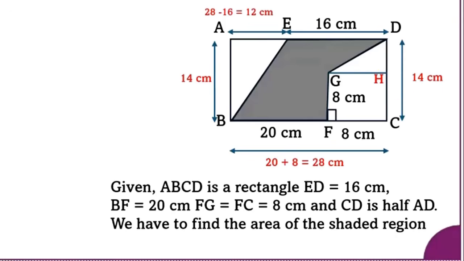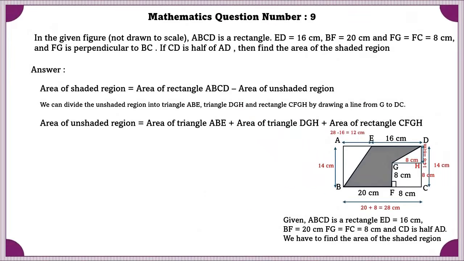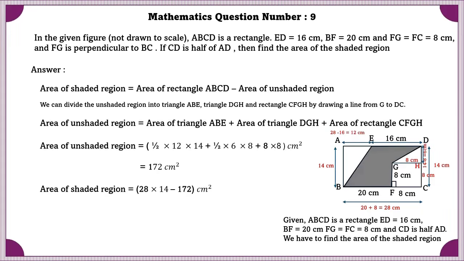GHFC is a square and all sides of the square are equal. GH is equal to 8 centimeters and HC is equal to 8 centimeters. Now, since we know the value of DC, we can find the value of HD, that is 6 centimeters. Area of unshaded region is equal to area of triangle ABE plus area of triangle DGH plus area of rectangle CFGH. Now, area of the unshaded region is equal to 172 centimeters square. Now, area of the shaded region is equal to 220 centimeters square.